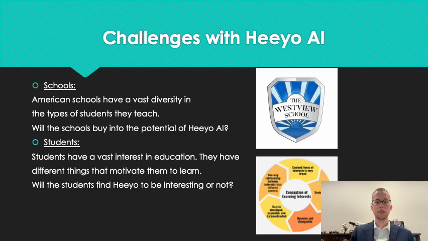The challenges with HEEYO AI. So like most schools, but especially here at the Westview School, we have a vast diversity in types of students we teach. We have students on the lower end of the autism spectrum, students on the higher end of the spectrum. And within those, there's different interest groups on all of our students.